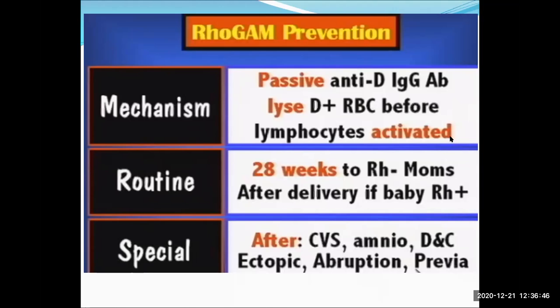So once there is no formation of those abnormal antibodies against the fetal RBC, there is no chance of Rh incompatibility disease. Now, routinely, it is given at 28 weeks to Rh negative moms, and after the delivery if the baby is Rh positive, if it is not given first. Special circumstances are chorionic villus sampling, amniocentesis, dilatation and curettage, ectopic pregnancy, abruptio placentae, and placenta previa also, because there is a chance of fetal-maternal hemorrhage.